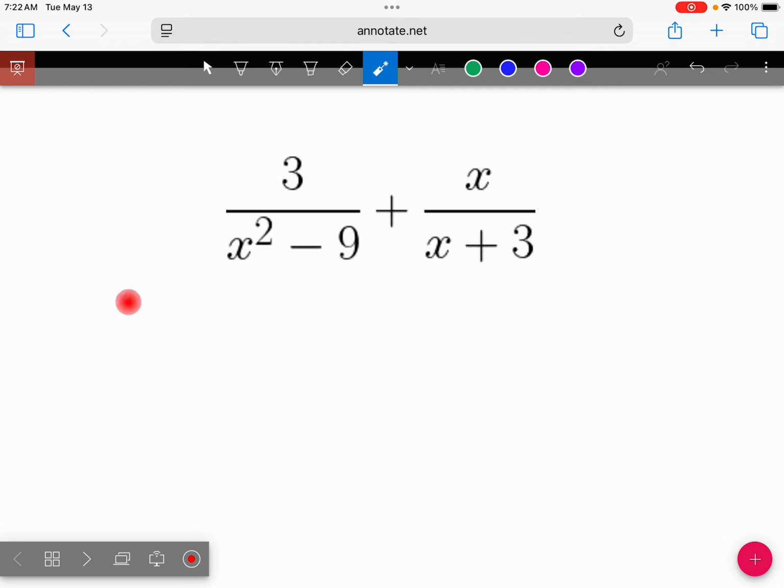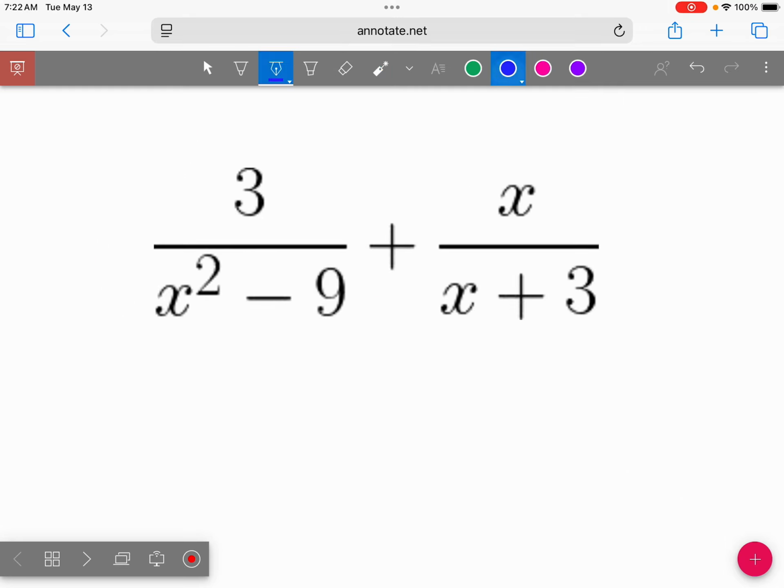What do we need to do first on something like this? Yep, we're going to need to factor that denominator. I see an x squared in there, and I'd really rather us not have one of them. So, what can we do? How could we factor that? It's a difference of squares.